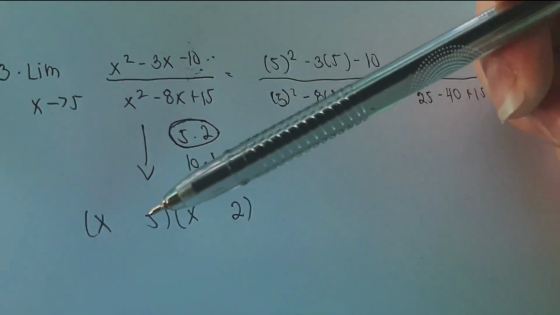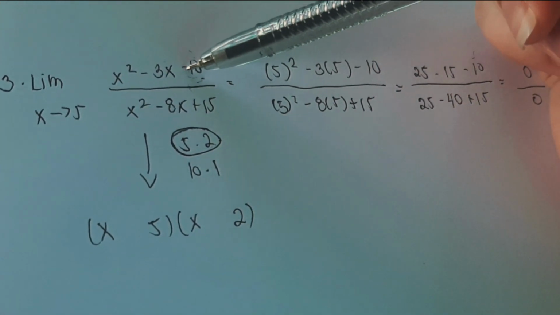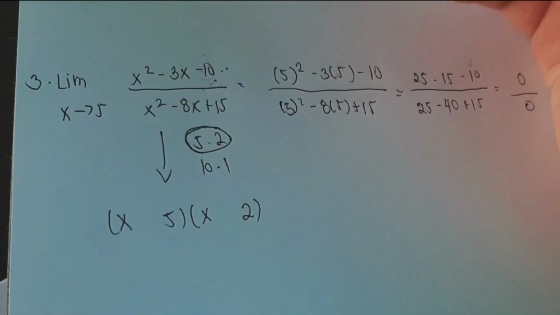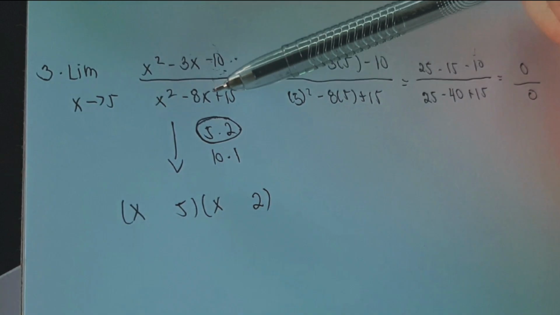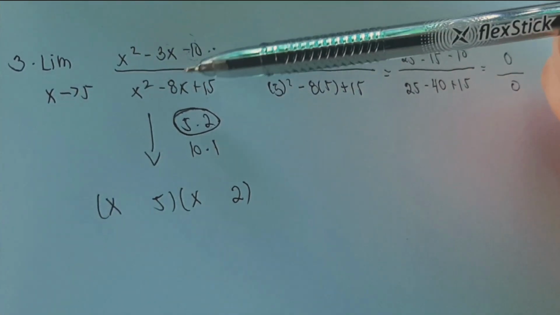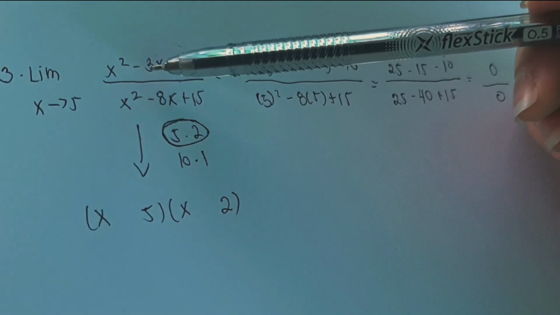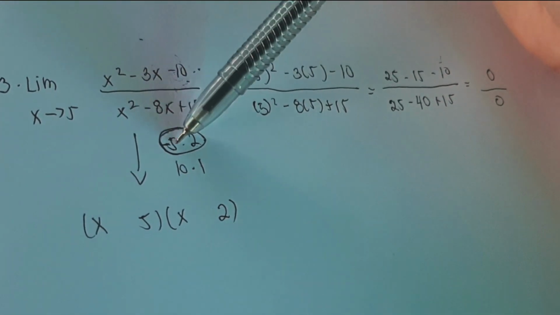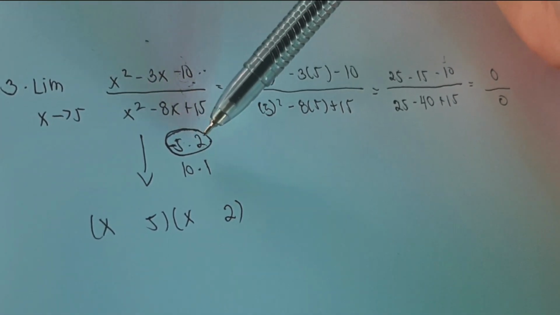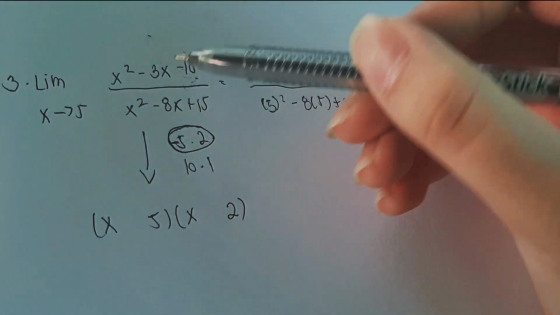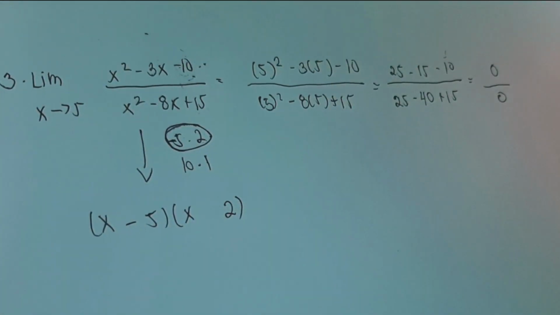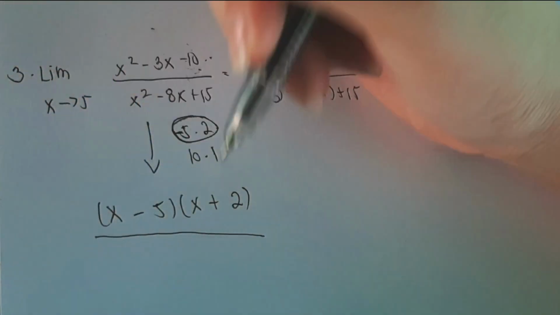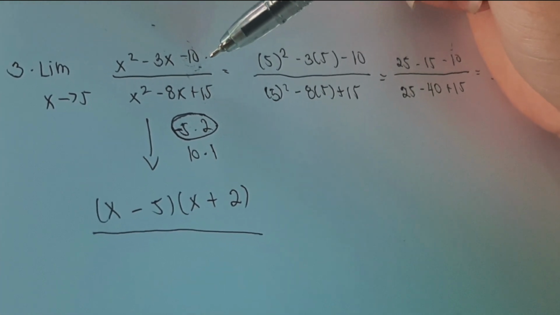And to know the operations for these two, we're going to look at the operation for this. So we are just going to look at 3x. If we subtract 5 and 2, it should be negative 3. So in order to have negative 3, we will put the negative on the higher number. So negative 5 plus 2 gives negative 3, because here it says negative. So we'll have this as negative and this as positive. And that's our factor for x squared minus 3x minus 10.